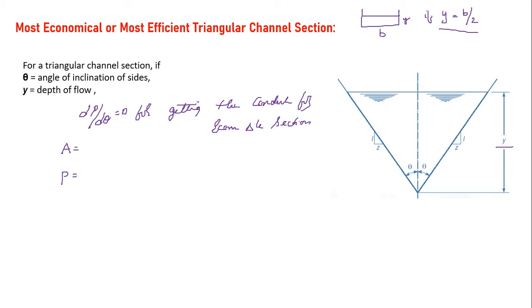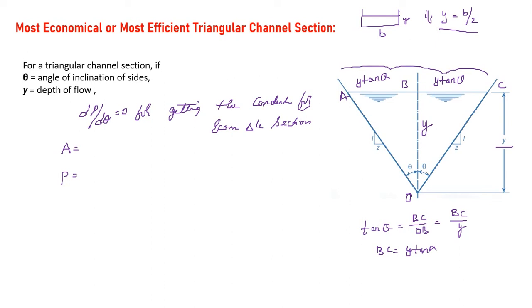Now you need to know what A and P are. From this figure, you can mark this as O, this is A, this is B and this is C. So OB is y. What happens to the top width BC? Let me write here. Apply the tan principle: tan theta equals BC by OB. BC is the unknown which I need to find out, and OB is y. So BC equals y tan theta, and AB is also y tan theta.